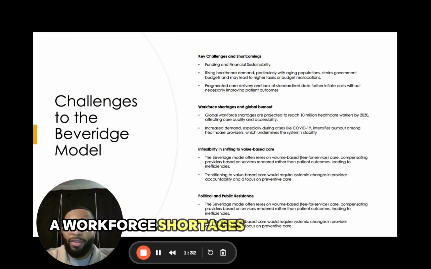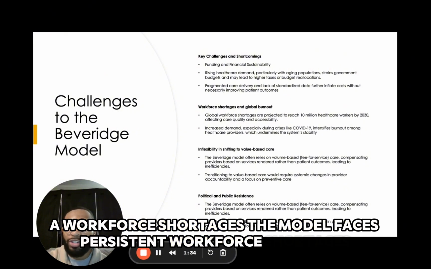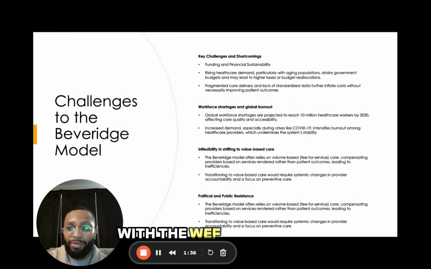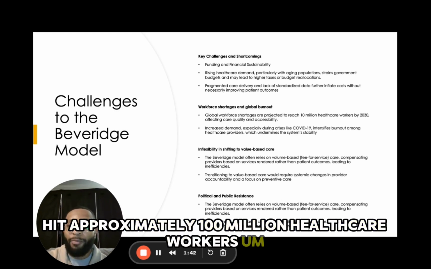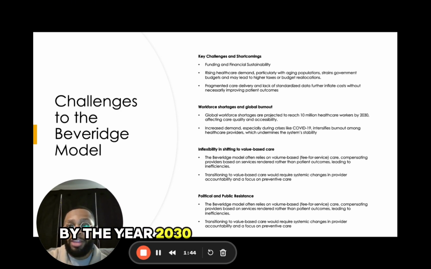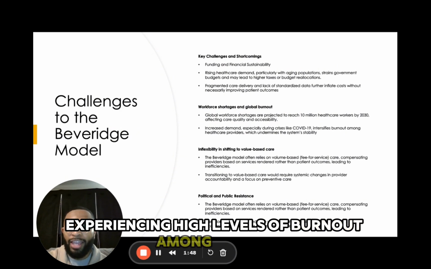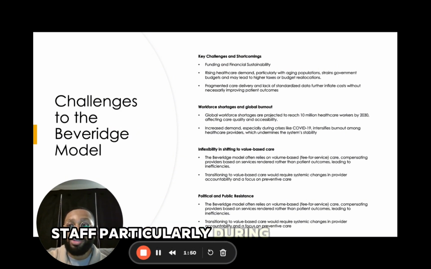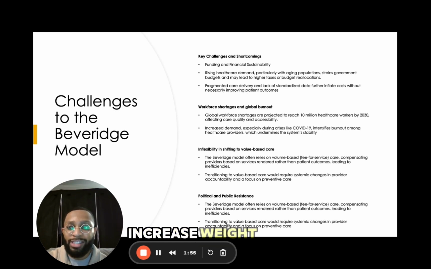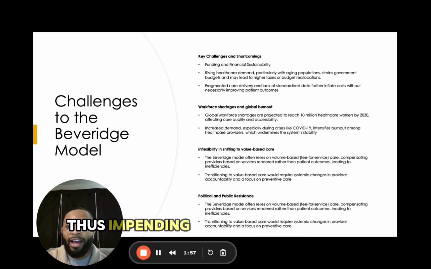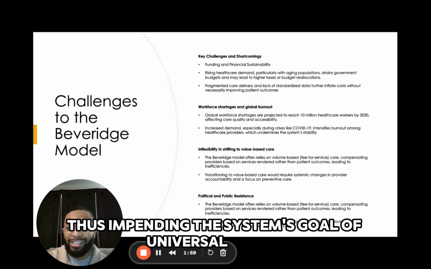Workforce shortages. The model faces persistent workforce shortages, with the WEF projecting the global shortage to hit approximately 100 million healthcare workers by the year 2030. The UK is no exception, experiencing high levels of burnout among NHS staff, particularly during the pandemic. Such shortages reduce the quality of care and increase wait times, thus impeding the system's goal of universal access.